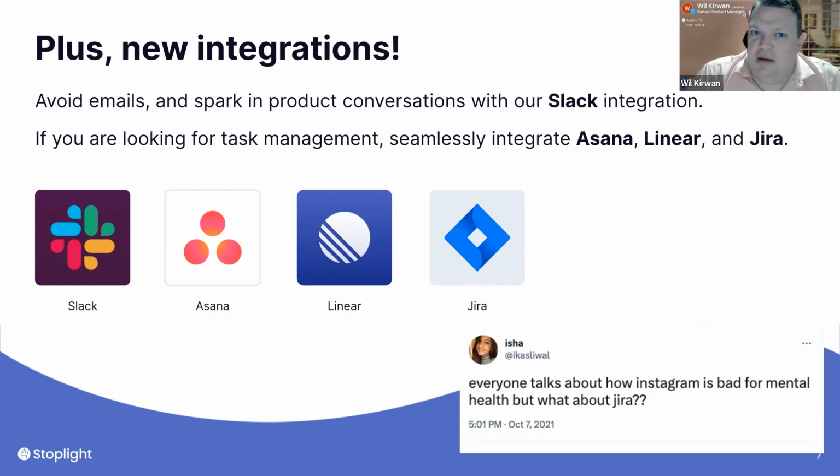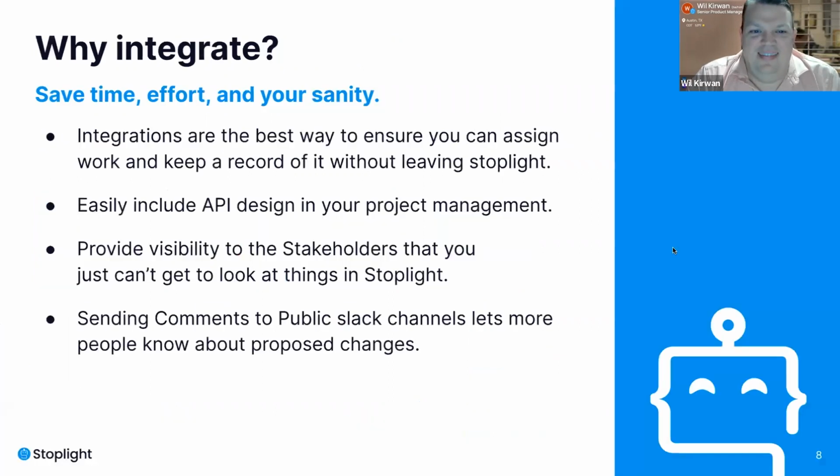They're all incredibly important to this product, the project management, and they are really great for managing projects. So why integrate? It's time, effort, and sanity. Those are the three key tenets. Integrations are the best way to ensure that you can assign work and record it without leaving Stoplight. You can easily include the API in your project management, meaning that you can account for that time. You can account for the time that's going to take to actually take a design first approach.